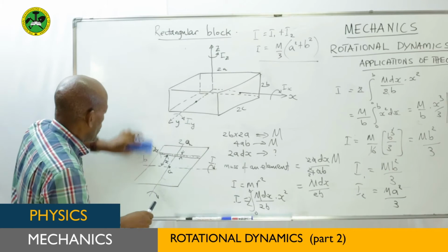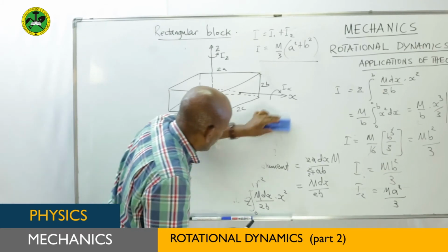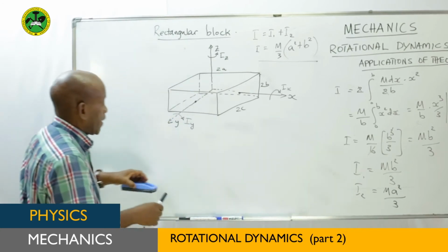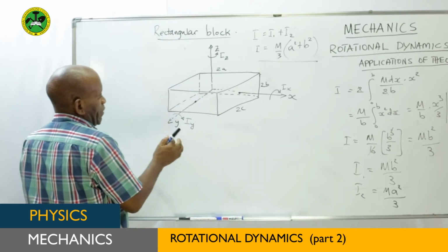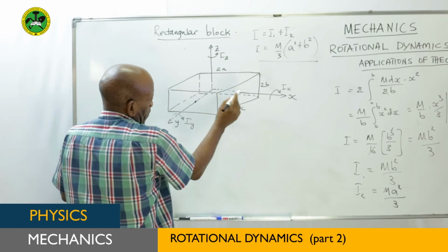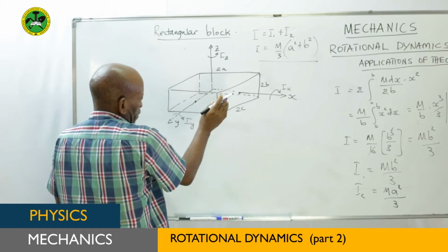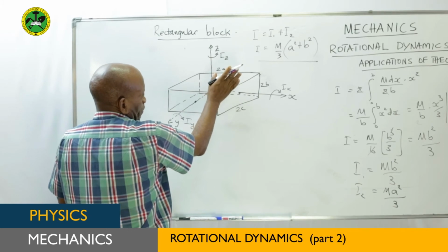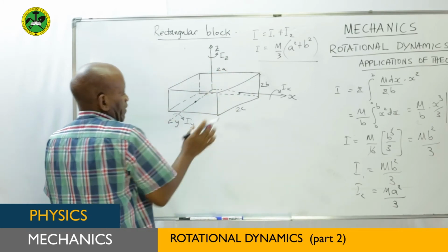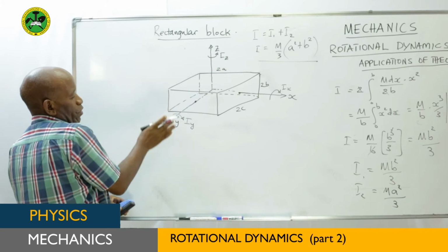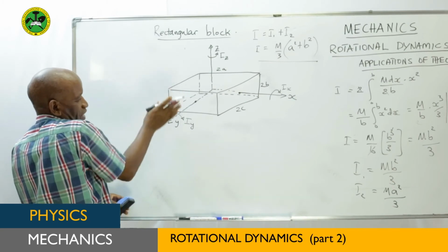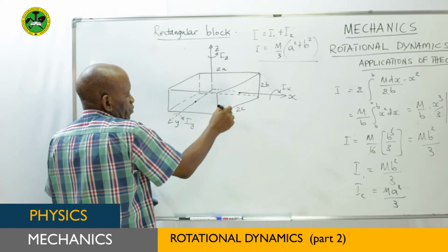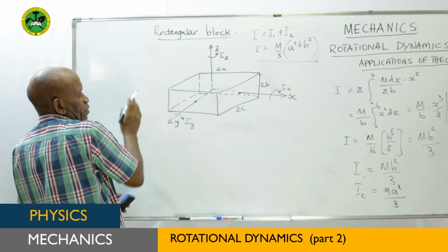We can do this as quickly as possible, as follows. If I need to determine the moment of inertia through the x-axis, then we could take slices of rectangular plate with sides 2B and 2C, moving this way.